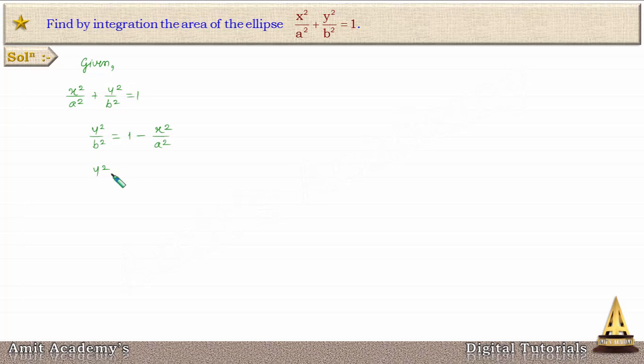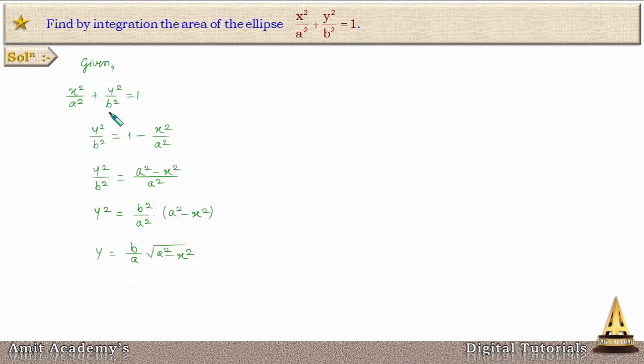For the right side, the LCM of these two terms will be a square. We have to multiply this 1 by a square, so I'll get a square minus x square upon a square. Now this b square will go up here. So I'll get y square is equal to b square upon a square into bracket a square minus x square. And now y will be b upon a under root a square minus x square. So this is the equation for y.